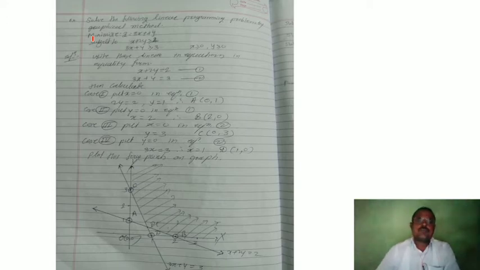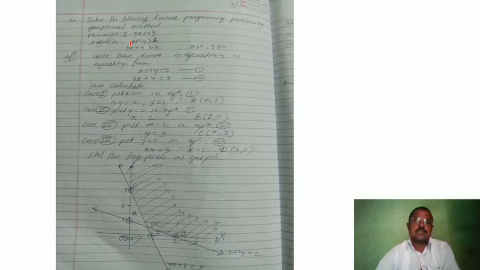Minimize z is equal to 8x plus 4y subject to x plus 2y is greater than or equal to 2 and 3x plus y is greater than or equal to 3 and x greater than or equal to 0 and y greater than or equal to 0.